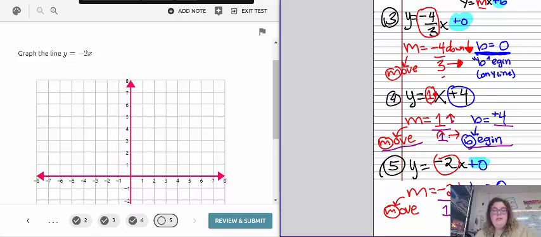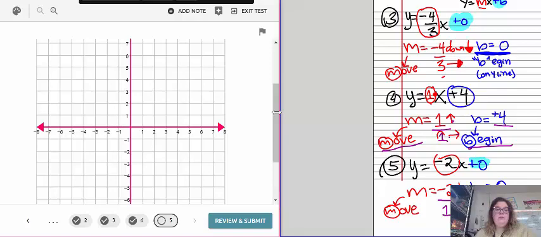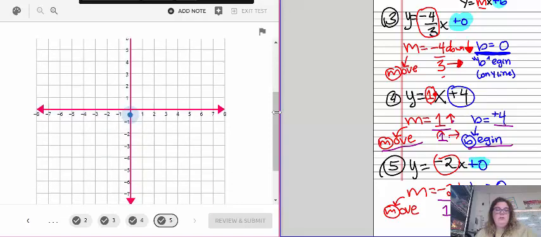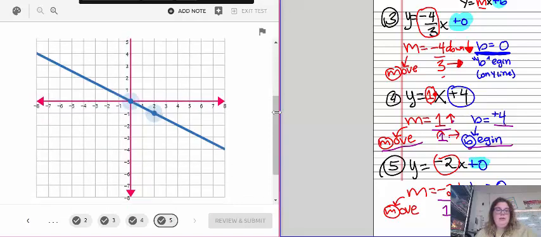Because this is negative, I know I have to move down 2 times from my beginning point. And I always go to the right for the denominator, so I'll move right 1 time. So from my beginning point at 0, I need to move down 2 times, right 1 time.